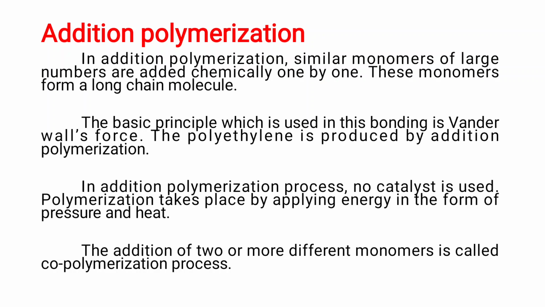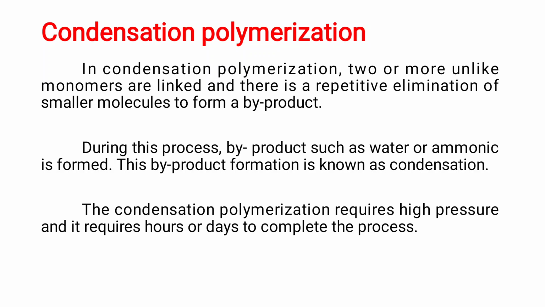The basic principle used in this bonding is van der Waals force. Polyethylene is produced by addition polymerization. In the addition polymerization process, no catalyst is used. Polymerization takes place by applying energy in the form of pressure and heat. The addition of two or more different monomers is called the copolymerization process.